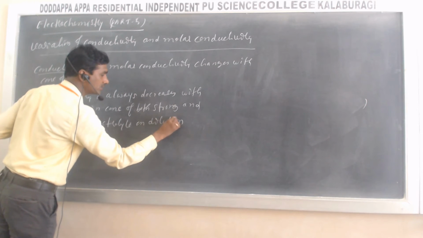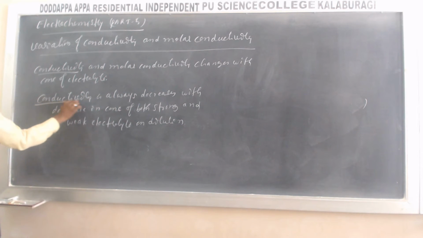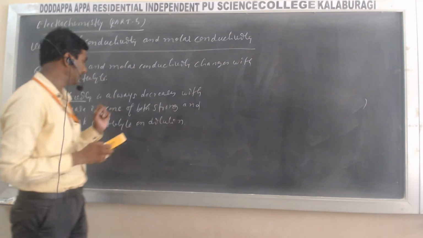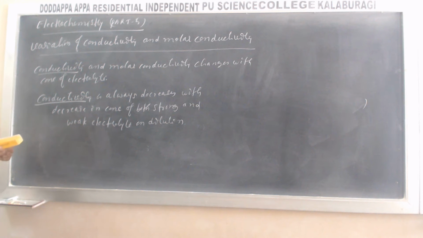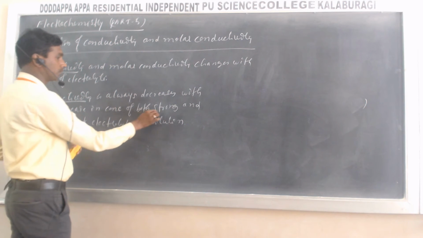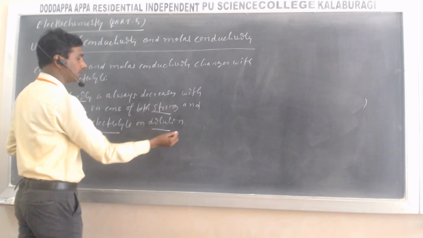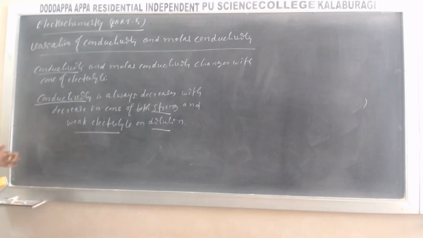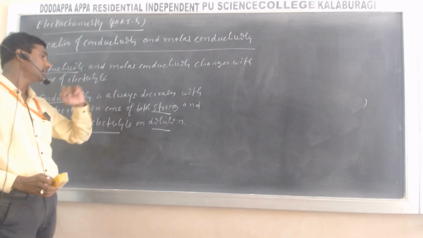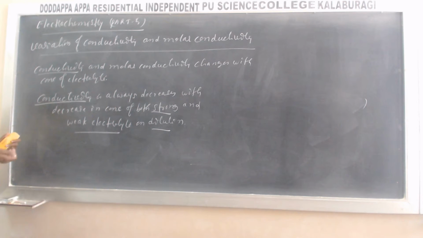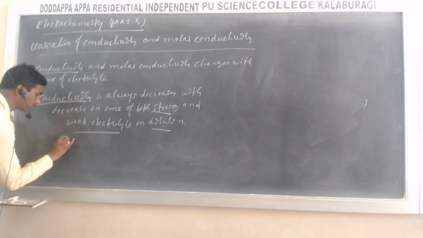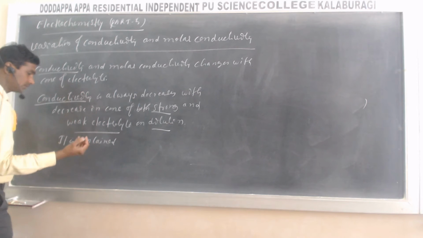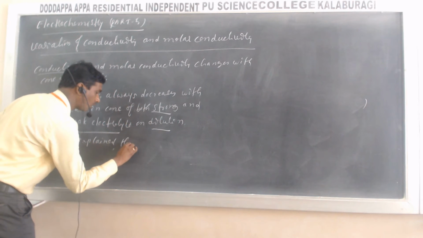The concentration decreases. When the concentration decreases, the conductivity also decreases. The conductivity always decreases with decrease in concentration of both strong and weak electrolytes on dilution. On dilution, the concentration decreases, and simultaneously the conductivity also decreases. Why does conductivity decrease? It can be explained.